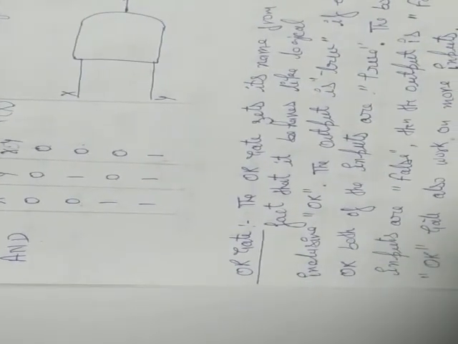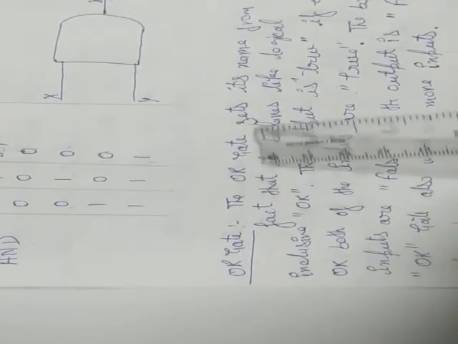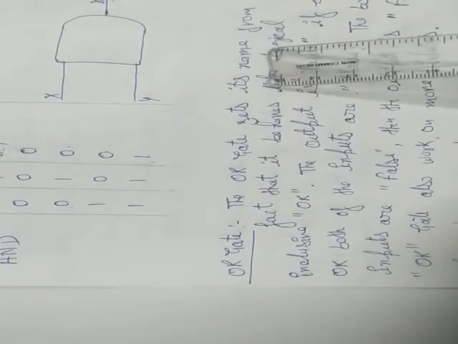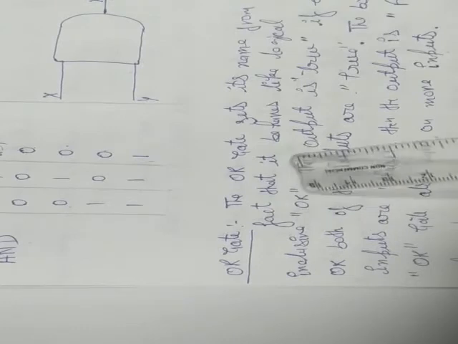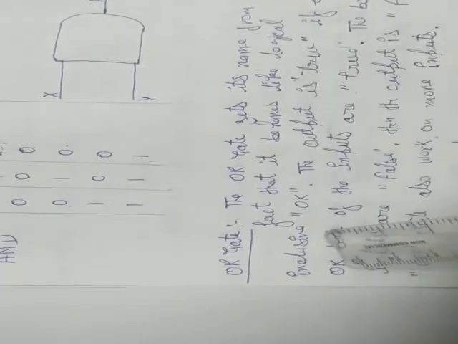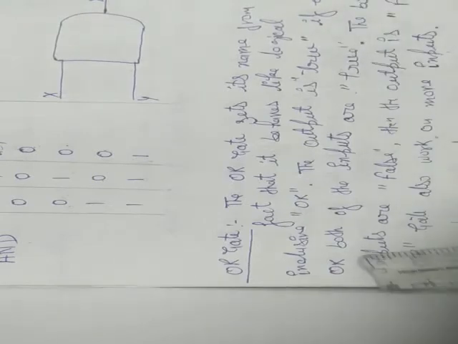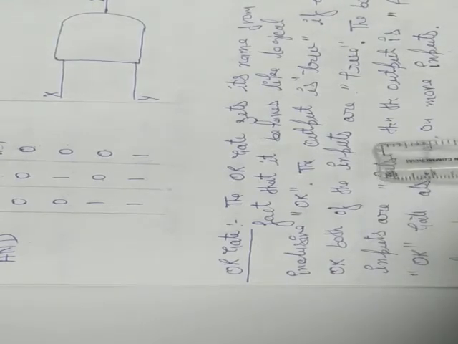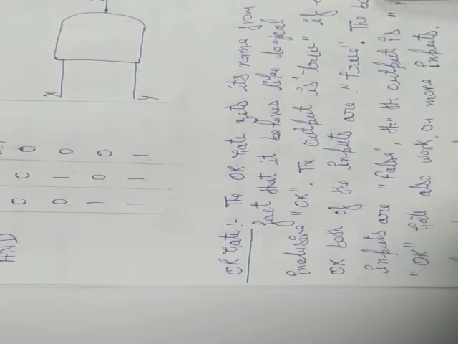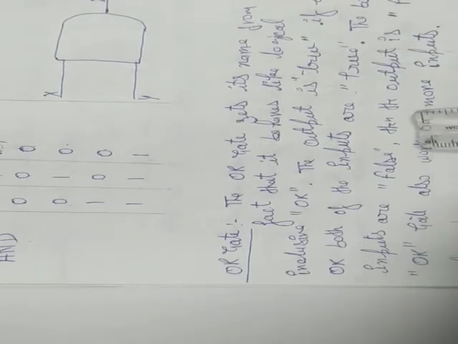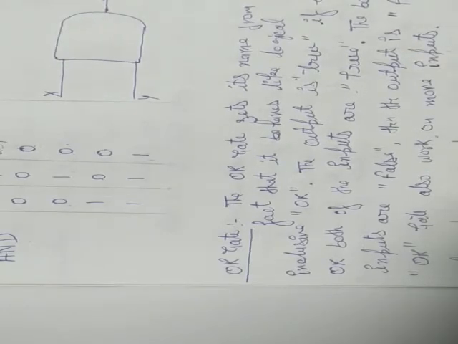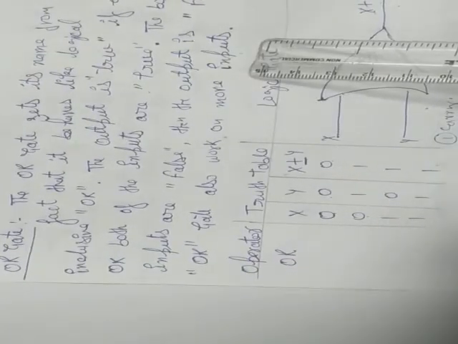Next point is your OR gate. The OR gate gets its name from the fact that it behaves like a logical inclusive OR. The output is true if either or both of the inputs are true. If both inputs are false, then the output is false. The OR gate also works on more inputs.